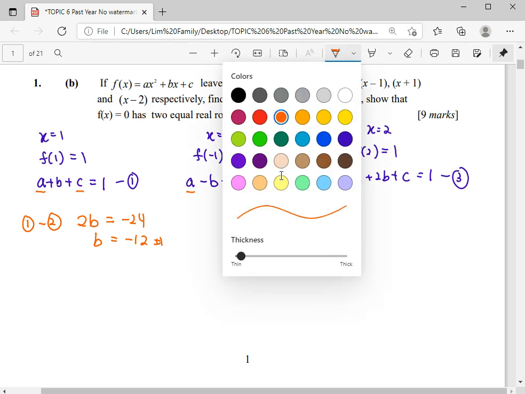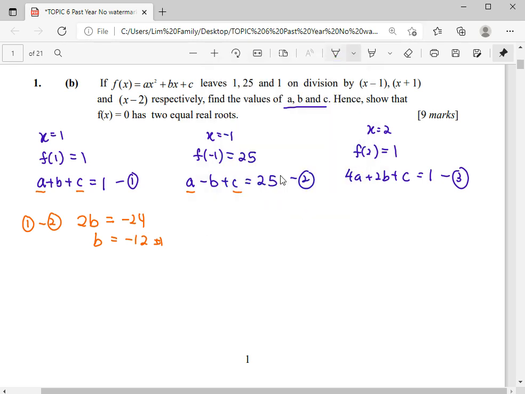Then we continue to find A and C. So when we want to find our A and C, we will select two more equations. Because these two equations are similar, we will choose either one of them to build up our equation in terms of A and C. So from here, I will choose this one. We will use equation 1, substitute our B here, to get our latest equation.